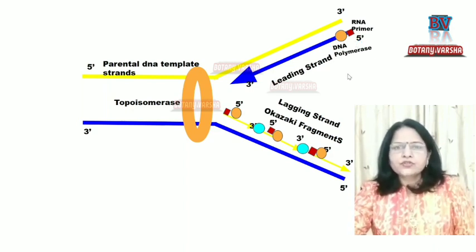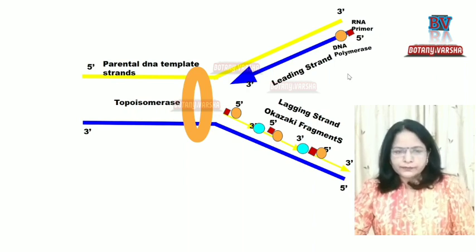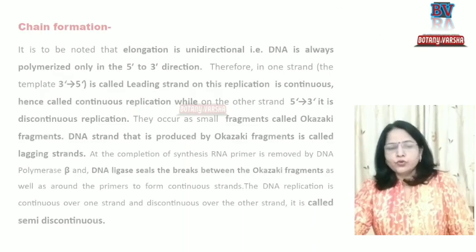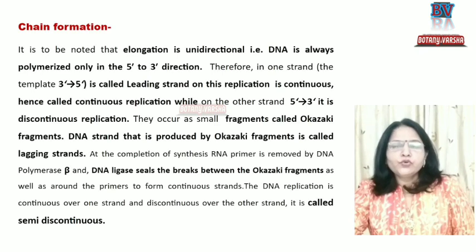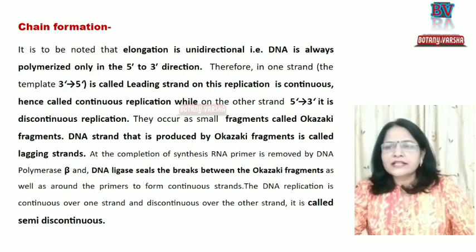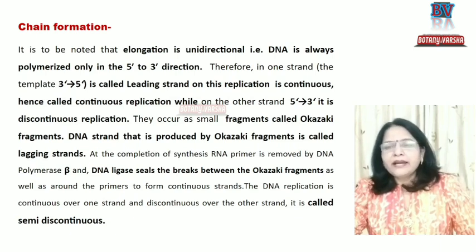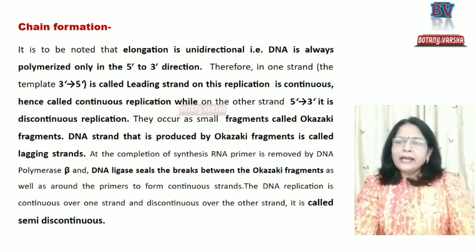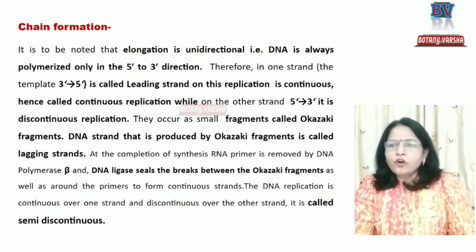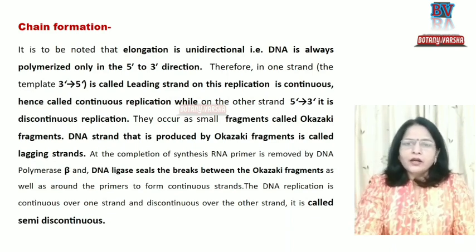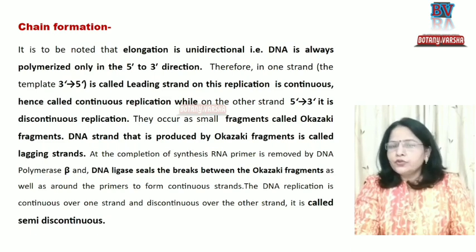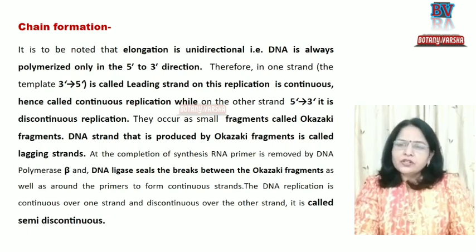And next is chain formation. It is to be noted that elongation is unidirectional. As the strands are separated, the polymerase enzyme starts synthesizing the complementary sequence on each strand, and the parental strands act as templates for the newly synthesized daughter strands. And elongation is always unidirectional. DNA is always polymerized only in the 5' to 3' direction.